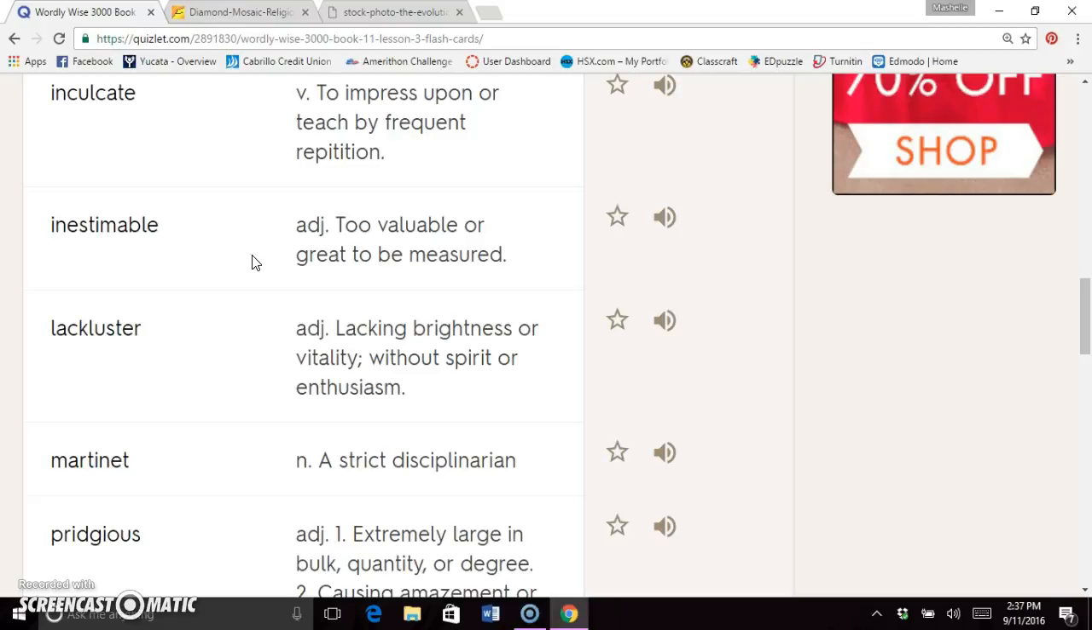Okay, the next one is lackluster. It's an adjective, lacking brightness or vitality or without spirit or enthusiasm. So I think of this as something that's dull. So it doesn't have that shine to it. It doesn't have that vitality and energy and enthusiasm to it. So it's just kind of dull.